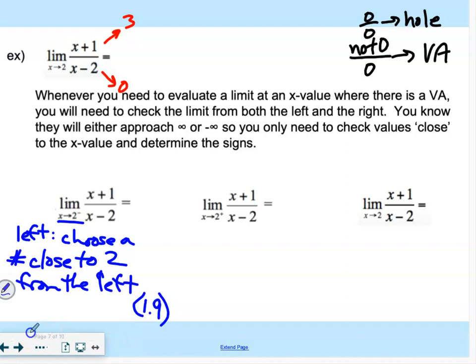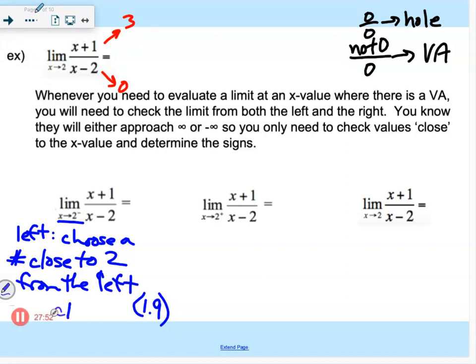You're going to plug it in, but you're not going to find the actual numbers. Who wants to do that? It's like you get all these decimals. All you're going to do is check the signs. That's it. All you need to know is if when you plug in a 1.9, do you get a positive or a negative?